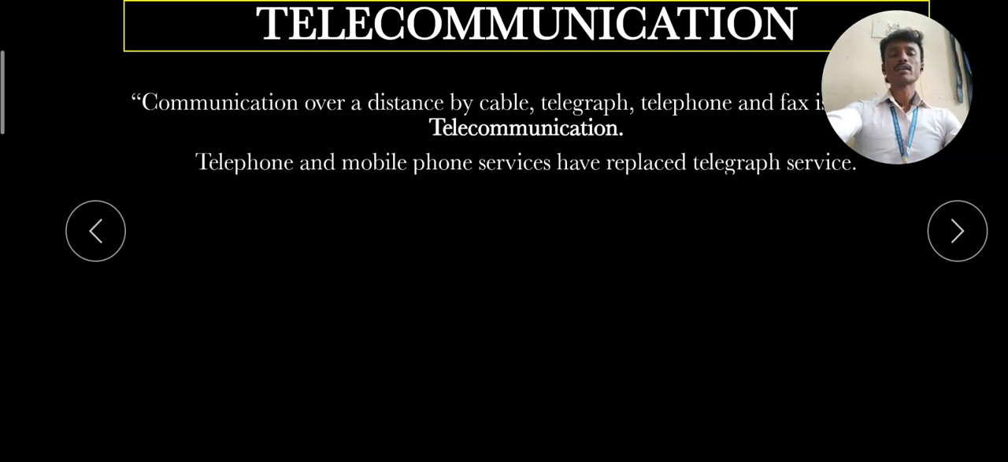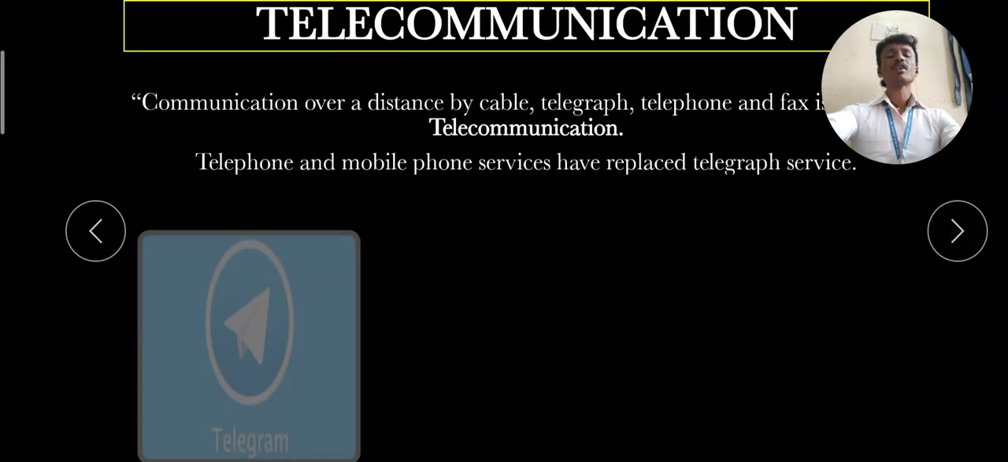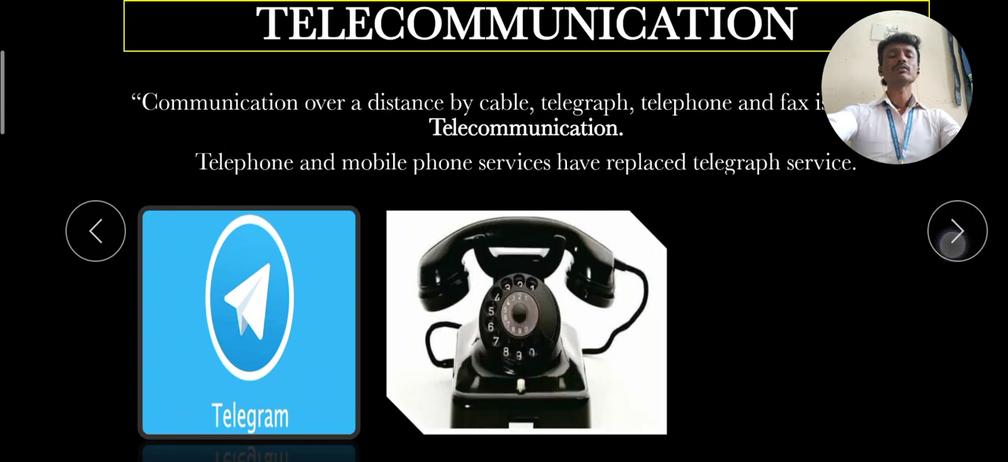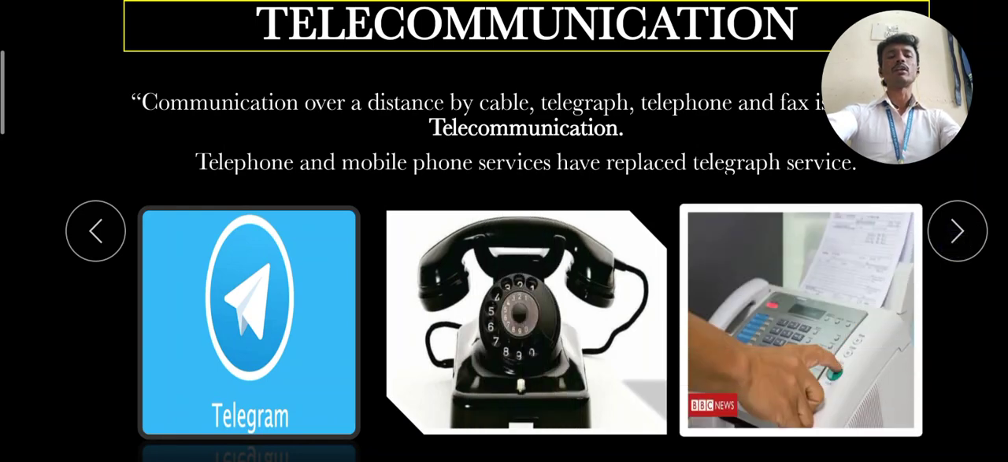communication over a distance, we can do communication through cable, telegraph, telephone and fax, which is called telecommunication. And nowadays telephone and mobile phone services have replaced the telegraph services. Got it? Telegraph means cable wire. In those days, in early days it was available, but nowadays telephone and mobile phone services have replaced telegraph service. So this is about that, my dear students.